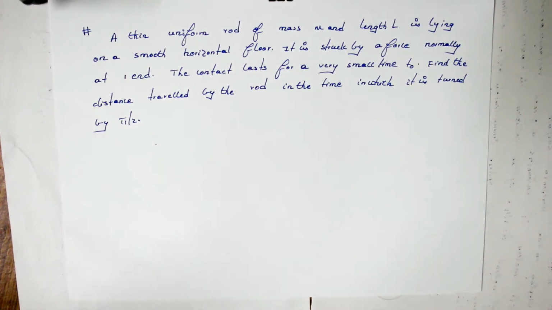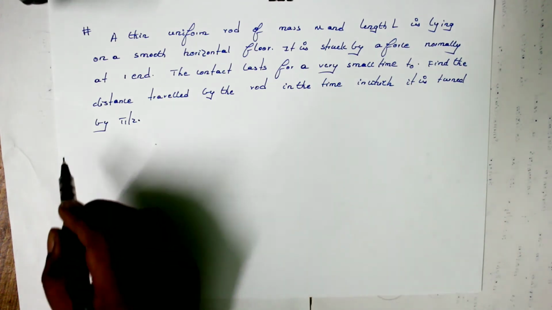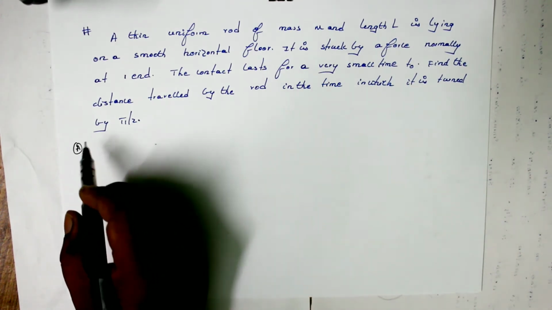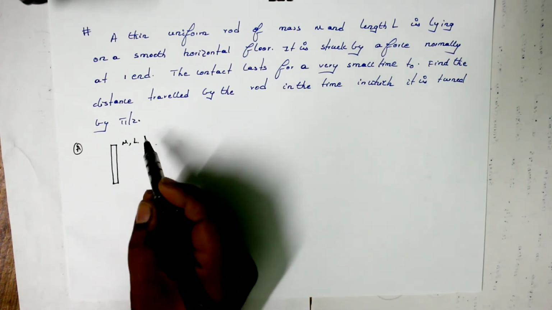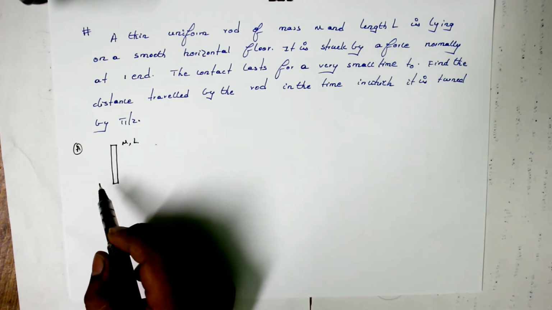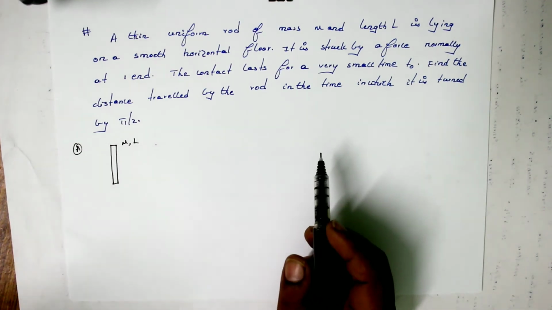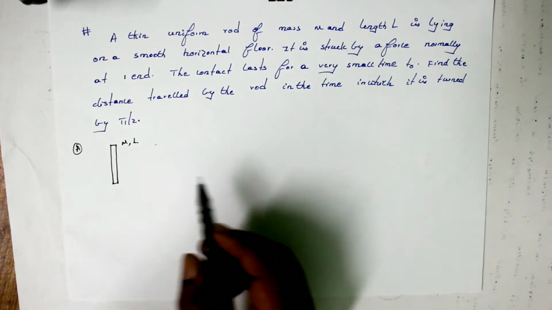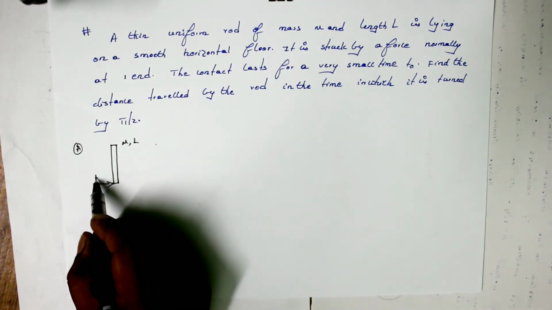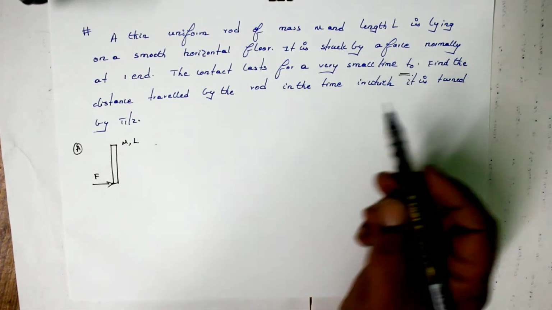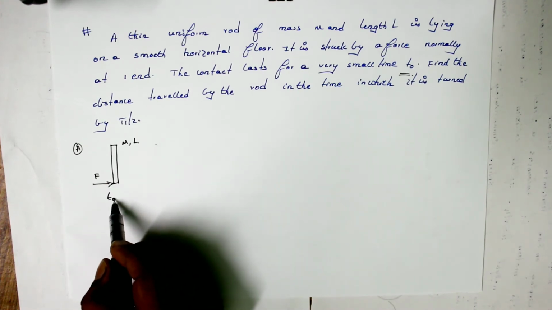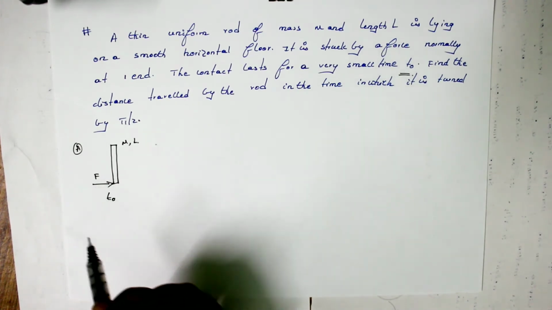Now let us see this question. A thin uniform rod of mass m and length L is lying on a smooth horizontal floor. So let us draw this diagram. This is a rod of mass m and length L, lying on a horizontal floor. It is struck by a force normally at one end. So by using some force we are striking this rod at one end, and the time of application of force is very small, which is equal to t naught. So this force is applied for a time of t naught.